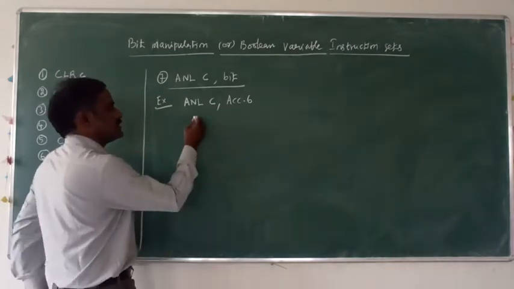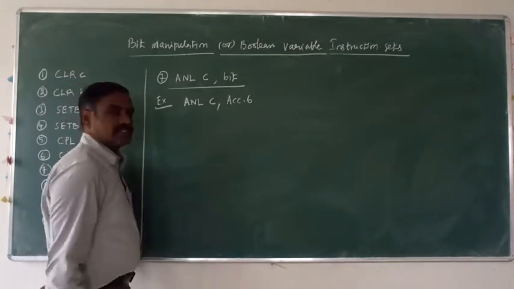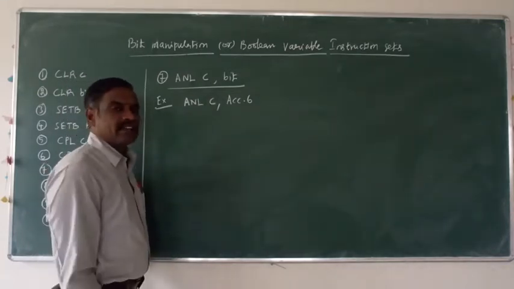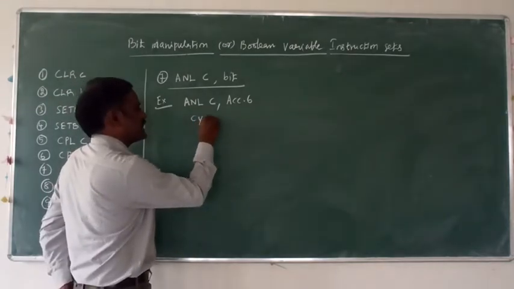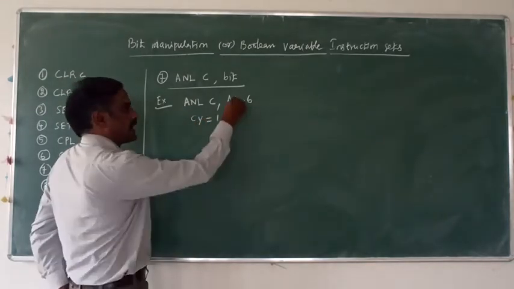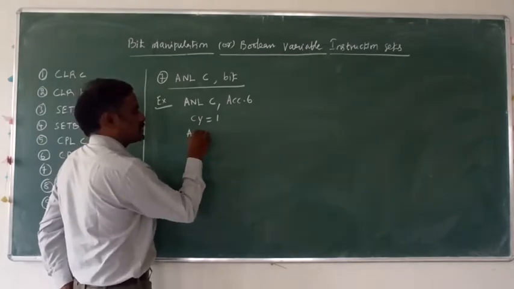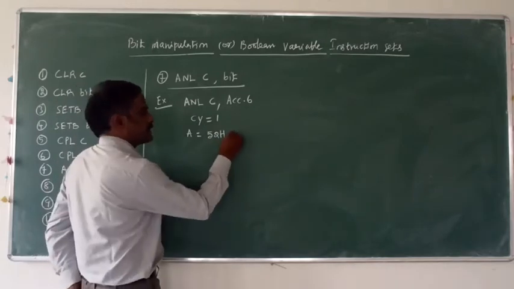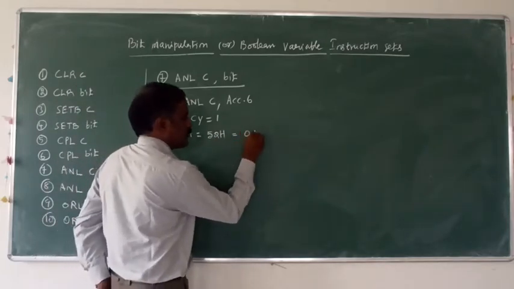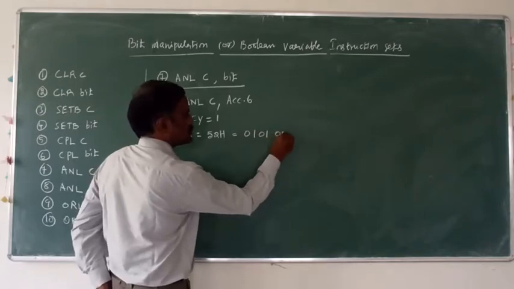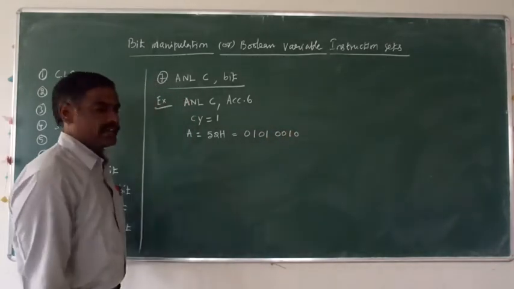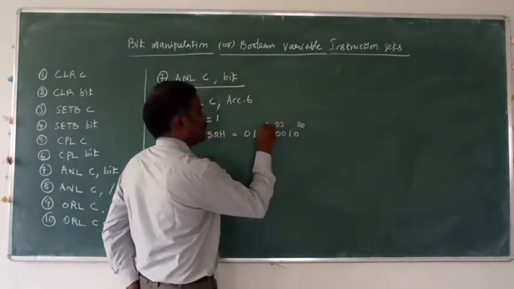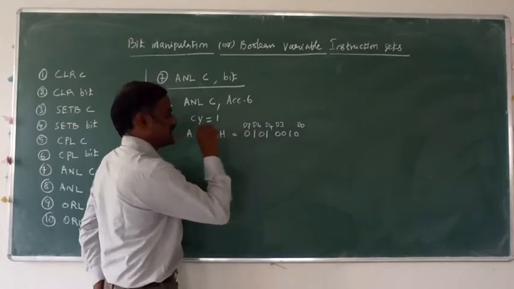Okay. Here first we have to set what is the carry status. Here the carry equal to 1 and accumulator content register A equal to 52H. Okay. Here the 52 means 0101, 2 means 0010. Okay. This is for D0 bit, this is for D3, D4, this is for D6 and this is for D7.